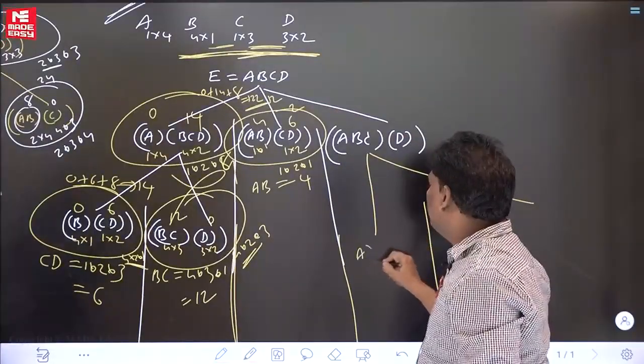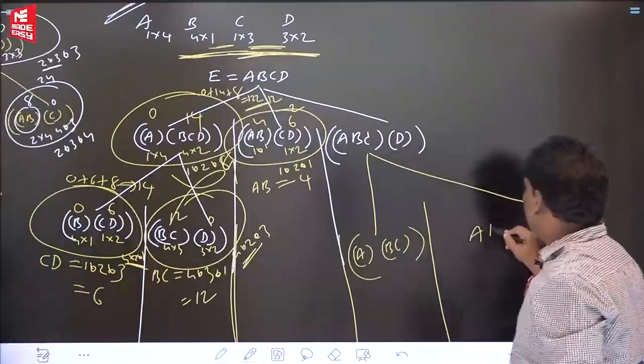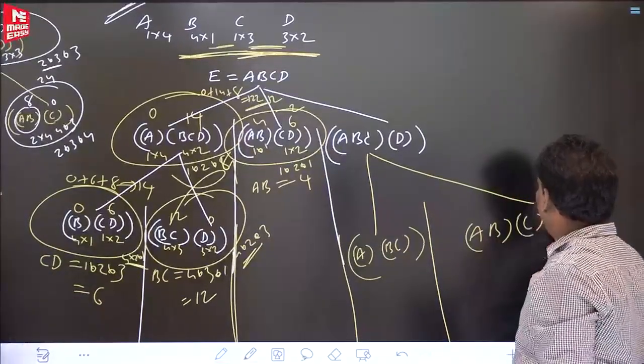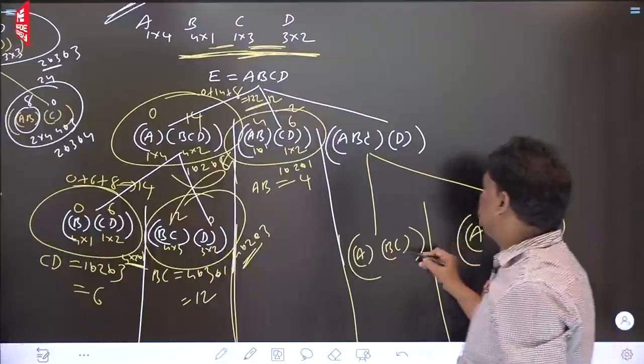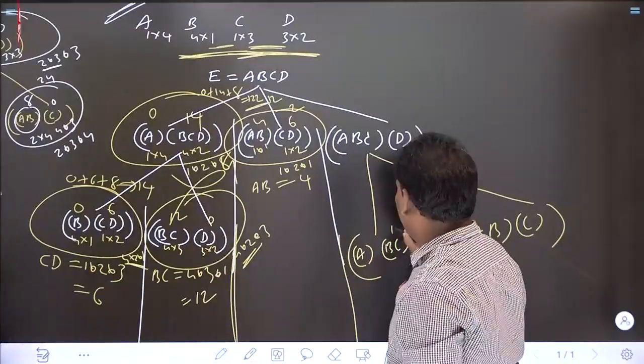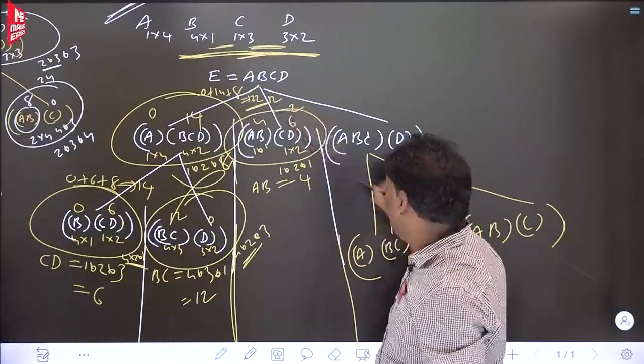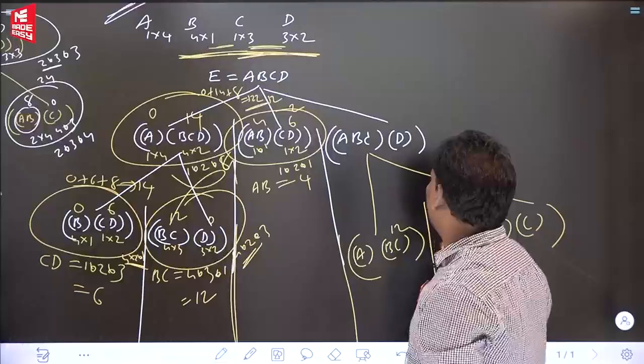Can you see what the first way is? A into BC. What is the second way? AB into C. Let me check here. What is the BC? Already maybe we have done. What is the BC? 12. See this one, BC is 12. This overall is 12. I think there is no use of going further.